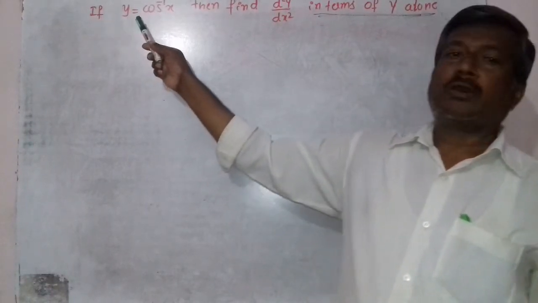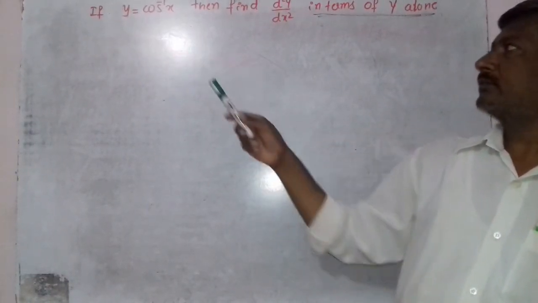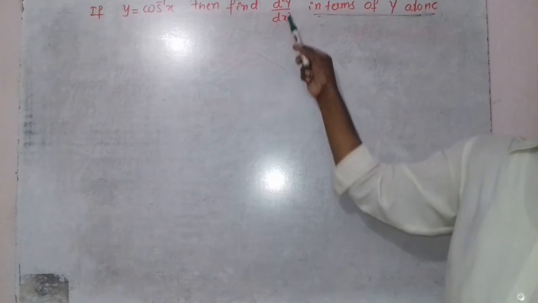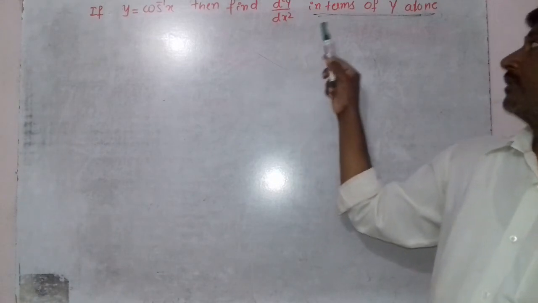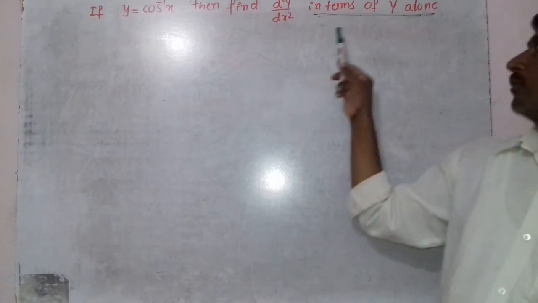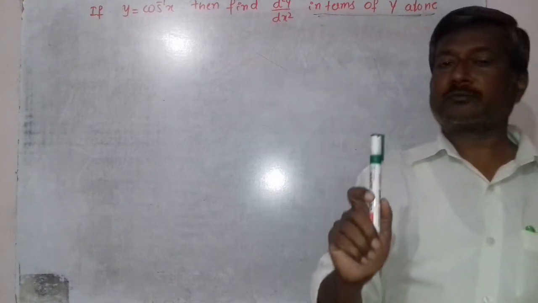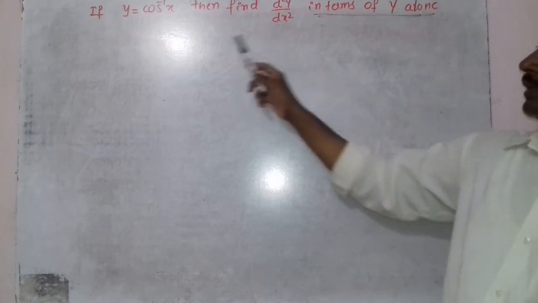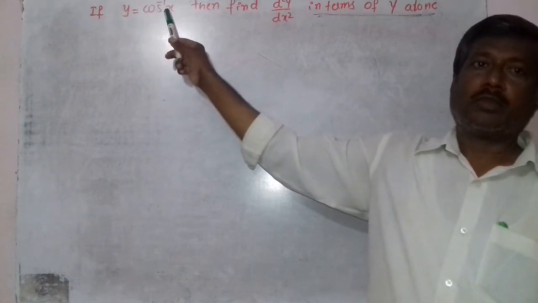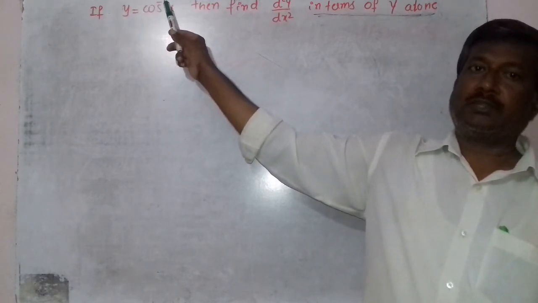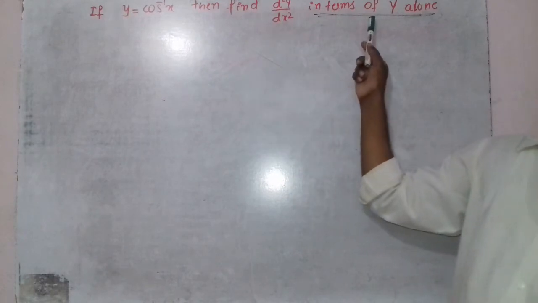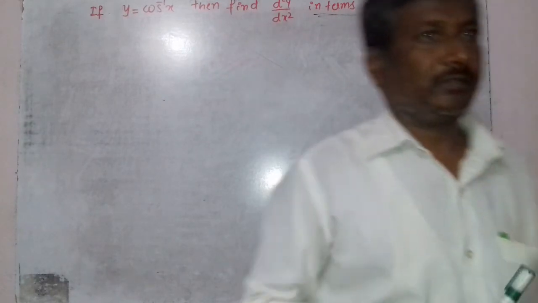So if y equal to cos inverse x, then find d square y by dx square in terms of y alone. Observe this one. Answer must be in terms of y alone. So here given function is y equal to cos inverse x in terms of x. Requirement is in terms of y.